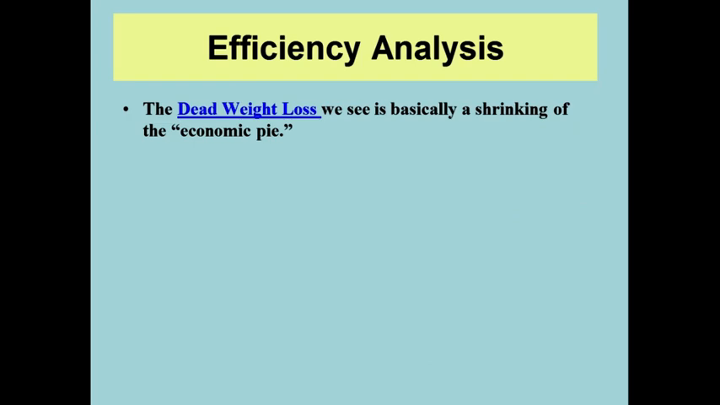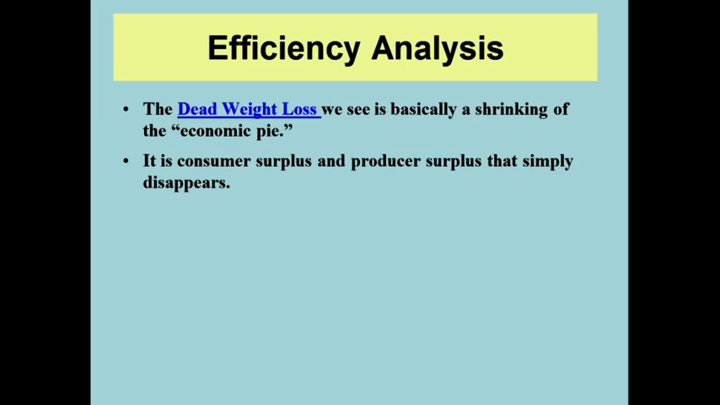When we talk about deadweight loss, what we see is basically a shrinking of the economic pie. The pie doesn't matter how it's divided between producers and consumers, but the pie gets smaller. There's less to divide up. So it's basically consumer surplus and producer surplus that has simply disappeared.